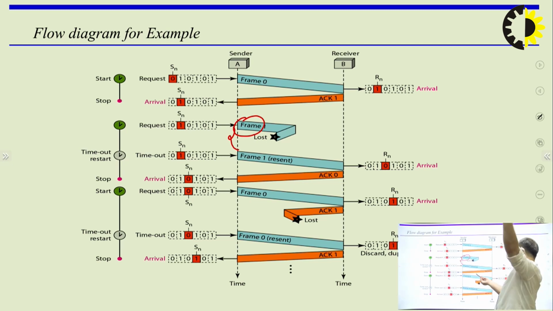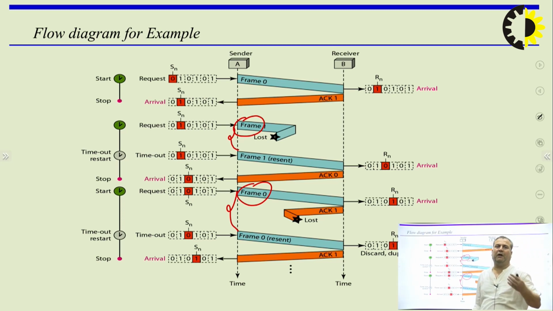Similarly, say the frame is not lost, but the ACK is lost. In that case also, once the timer of this frame goes off, like if this is the time reference, the timer has been reset. So this works either for a noisy or a noiseless channel.